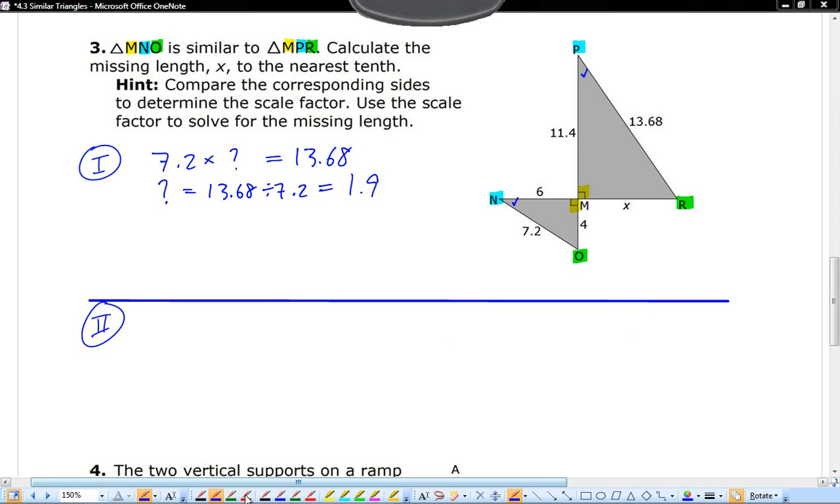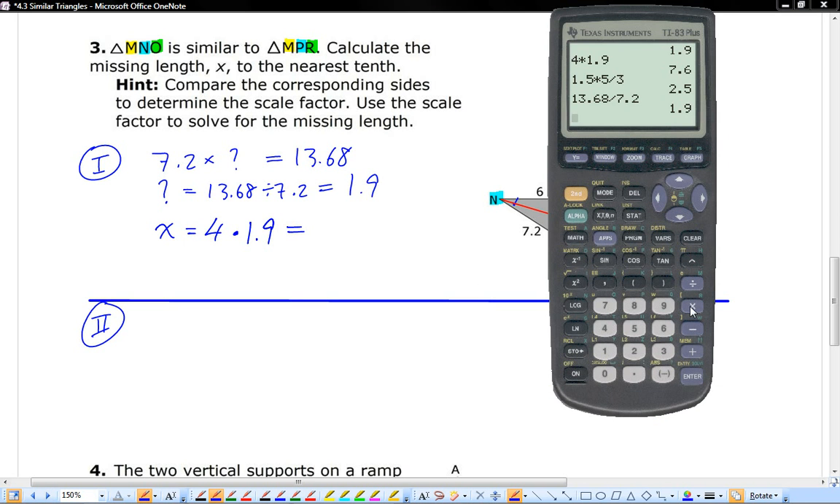Now, since we want to know x, which is across from that check-marked angle, we need to go across from the check-marked angle here and look at 4. And we need to take that 4 and multiply by 1.9. That's going to give us x. So now 1.9 times 4 gives me 7.6 units, and that is the missing length we're trying to find.